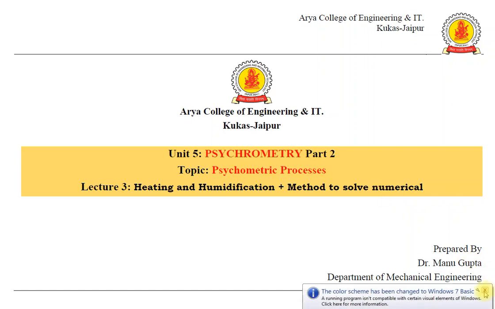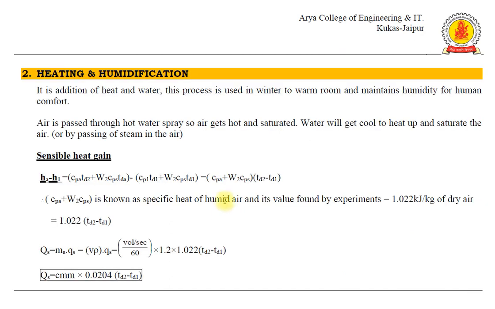In this video tutorial, we are going to learn about another psychrometric process, that is heating and humidification. When this process is used, it is used in winter. In winter, we need to raise the temperature of air as well as raise its humidity for human comfort. To achieve this, air is passed through a hot water spray. So the temperature of air is increased and it absorbs water to raise its humidity.